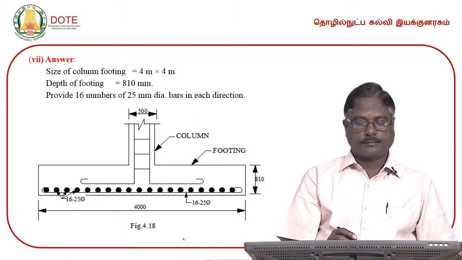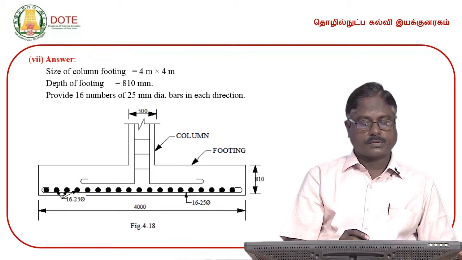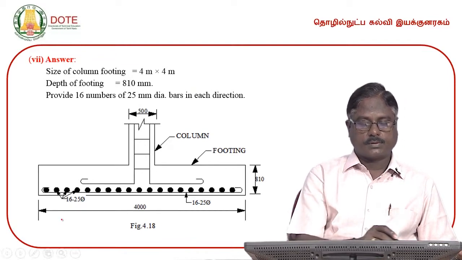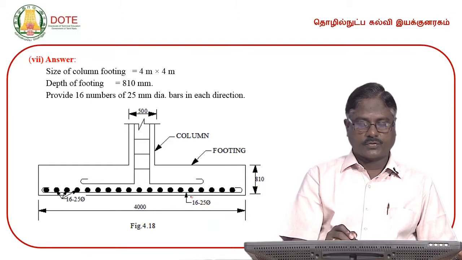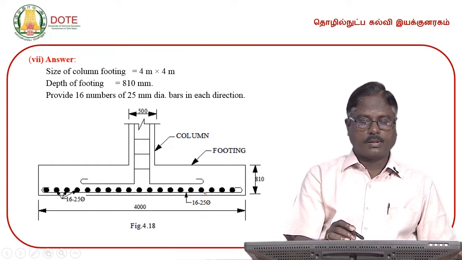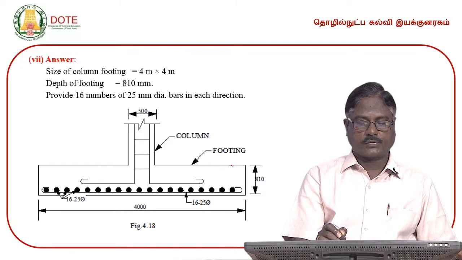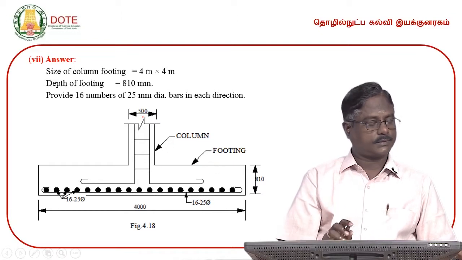So, this is the cross section of the footing, which describes the size of the footing as 4000 by 4000 and the overall depth as 810 mm, and the main reinforcement in the footing is 16 numbers of 25 mm dia bars in both the directions, and this is of course a uniform thickness footing. This is a column of this size.